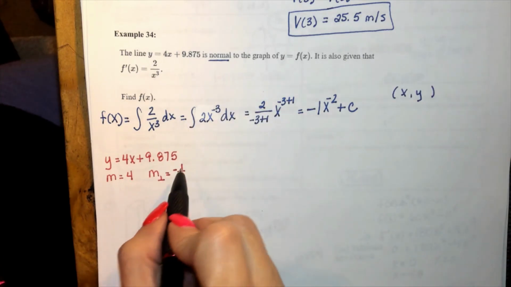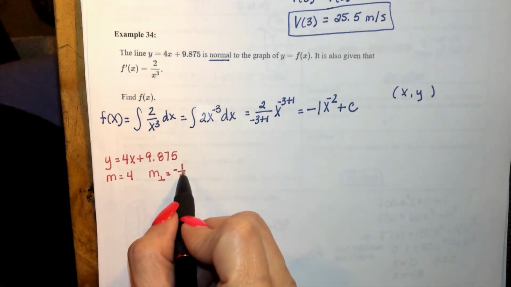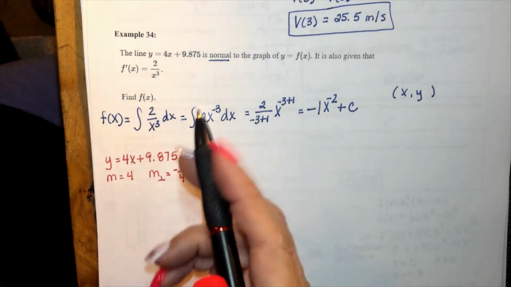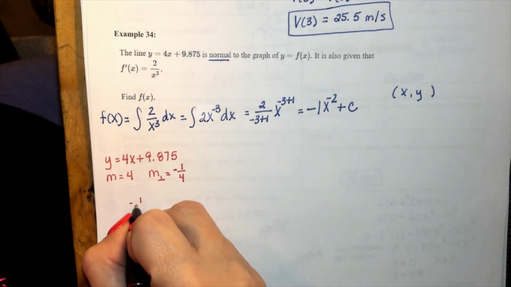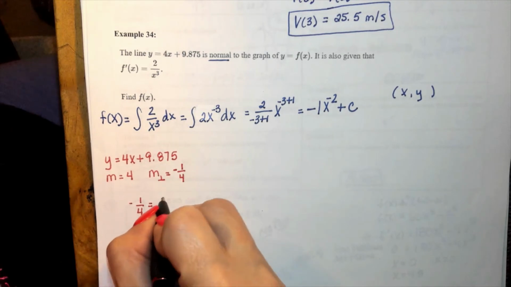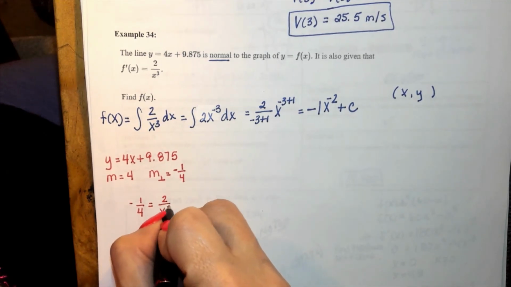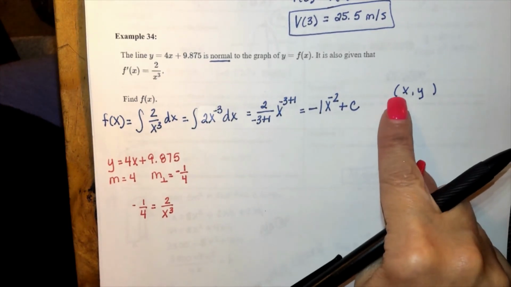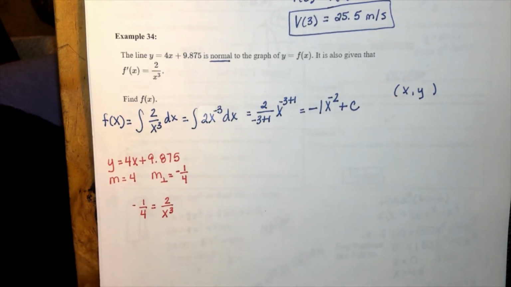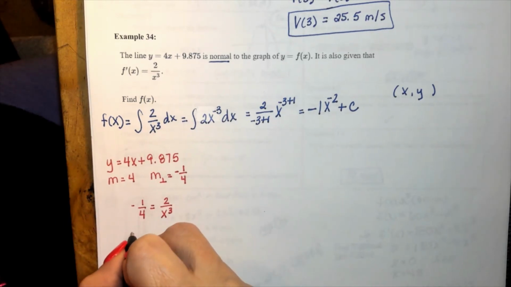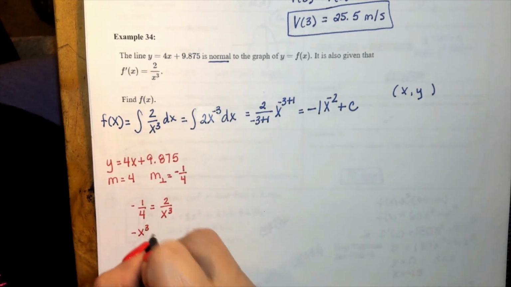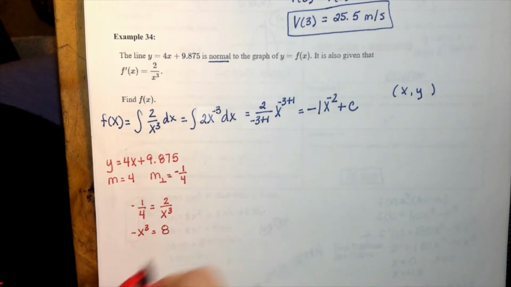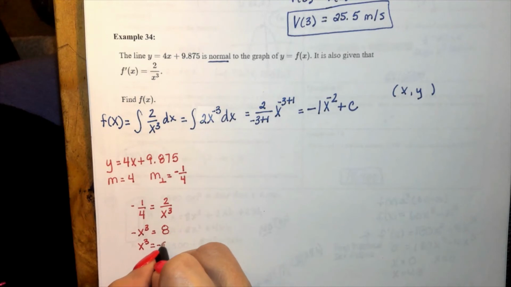So if I can take the slope, which is the derivative, and say negative 1 over 4 equals 2 over x to the third, solve that for x. That'll be my x. Then I have to figure out the y. Okay, so let's find x right here. I'm going to cross multiply. So that's negative x cubed equals 8. I'm going to throw that negative to the other side. So x cubed equals negative 8.